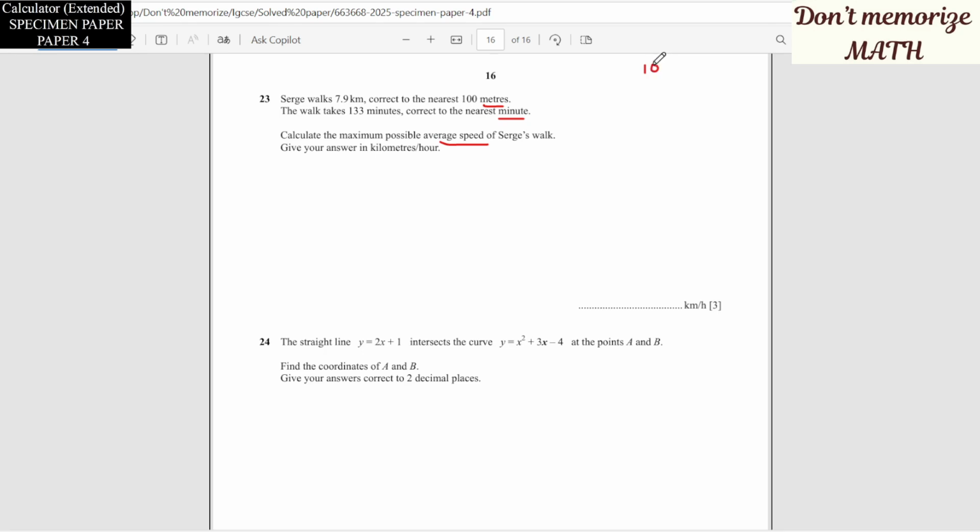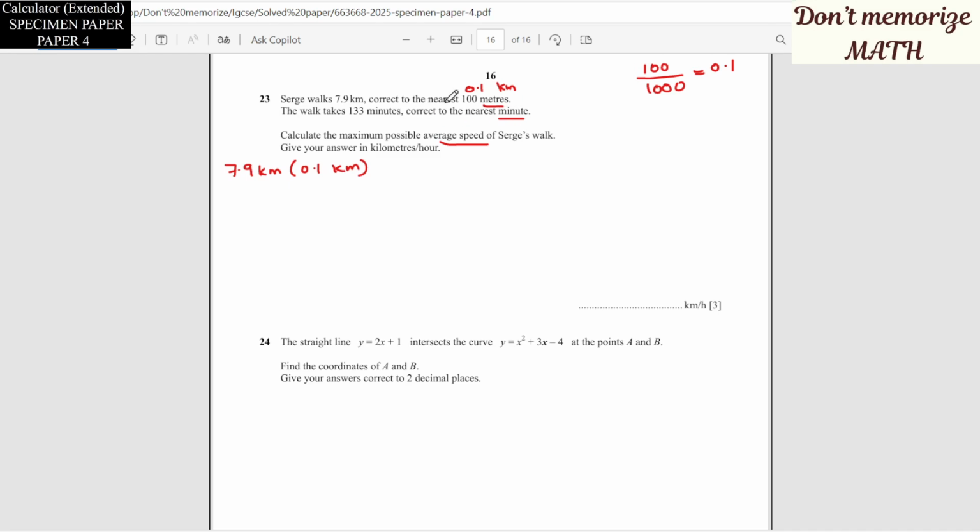So I will write here 100 meters, we need to change to kilometers, so we will divide by 1000. So you will get 0.1. We rewrite 0.1 kilometer. Now we have 7.9 kilometers to the nearest 0.1 kilometer. Okay, what we have next? We have 133 minutes correct to the nearest minute. So 133 minutes to the nearest minute.